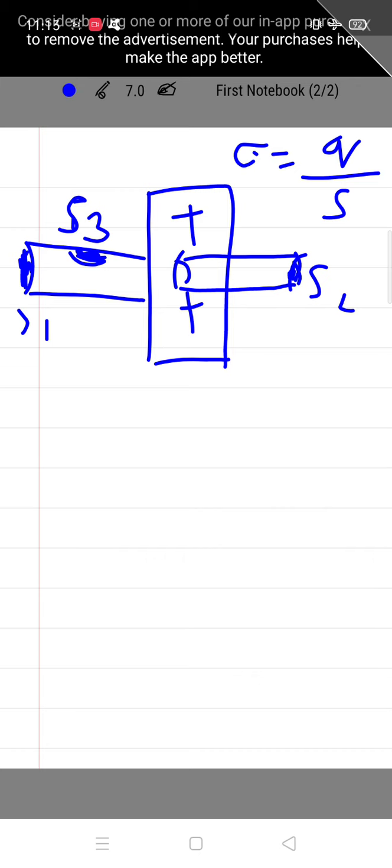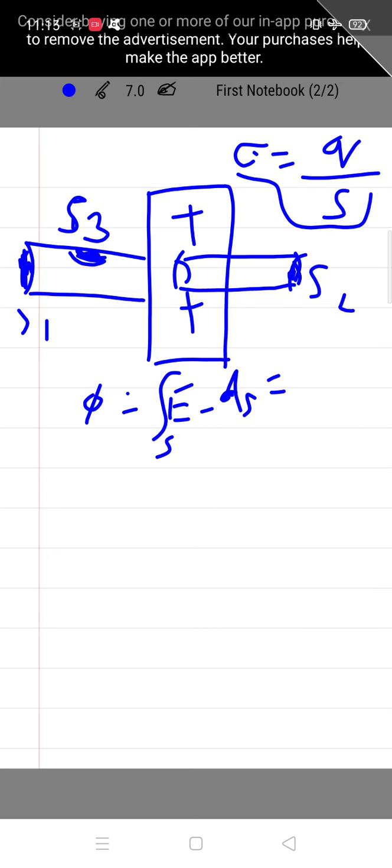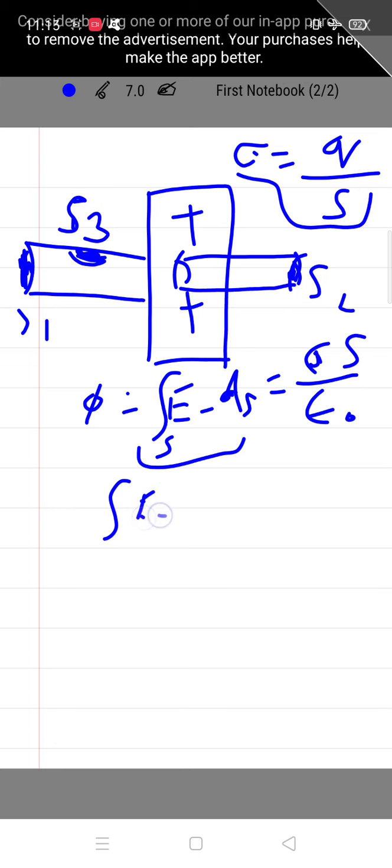Now the next step is to do the integration. Now the flux, the surface integral of E dot ds, equals q upon epsilon naught. I will put the value of q from this equation, and we can write sigma S upon epsilon naught. This will be your q or the flux. Now we expand the integral because we have three surfaces, so this entire integral will be the summation of three surfaces. I'll take it one by one. First, integration of E dot ds at S1.